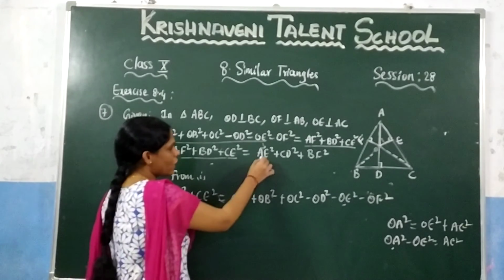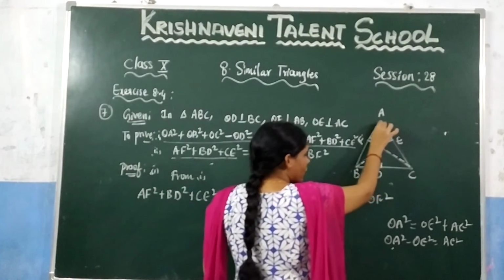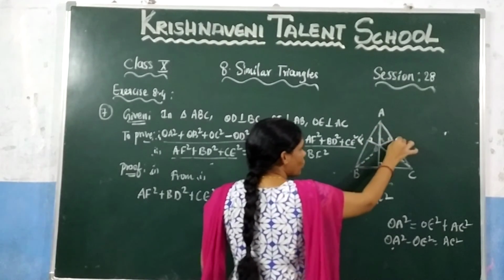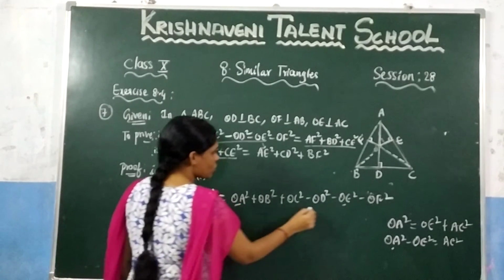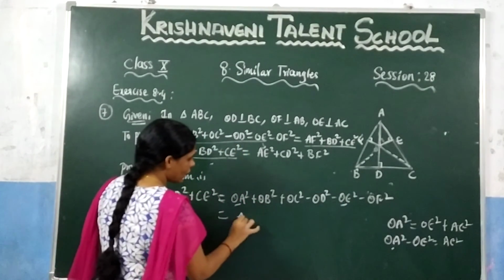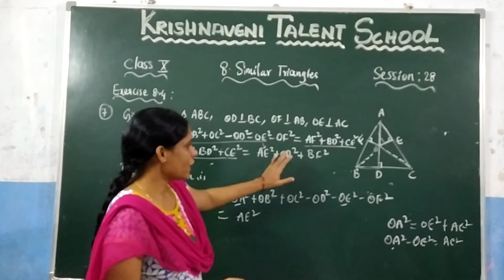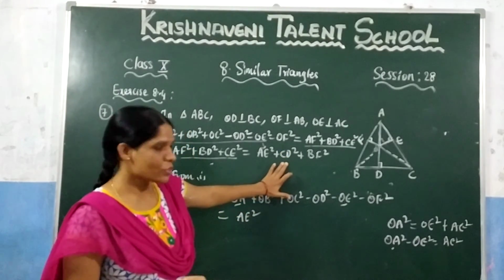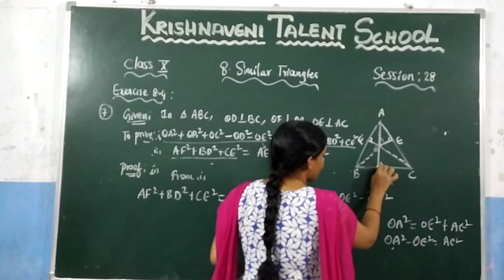So here you can observe in which triangle AE is there, in this triangle. So in place of OA square minus OE square you can write it here AE square. So in place of these two values I am writing here AE square. Right? Now let us see in which triangle CD is there. So here you can observe in this triangle CD is there.